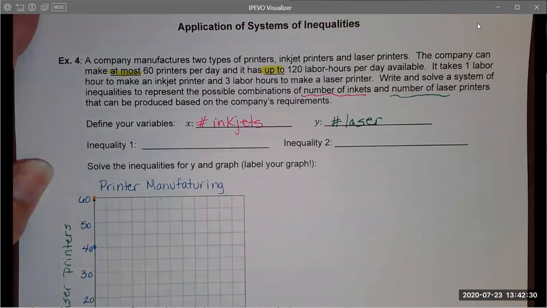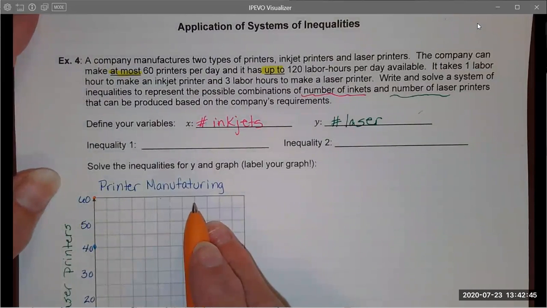I could use fewer than 120 hours per day, and that would also be okay. So equality symbols here would not be appropriate. My first inequality is going to involve my counting numbers. So I'm just going to look at things that can be counted.